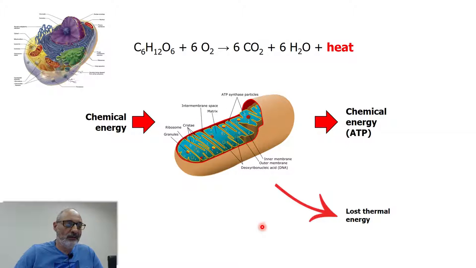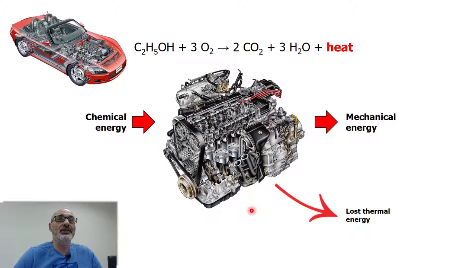Let me go quickly here. We do that in our bodies, right? We take chemical energy and transform it into available energy for moving our muscles and for respiration and so on. And we also lose thermal energy here. This is exactly what an internal combustion engine does. It's a very similar combustion reaction, actually. You take chemical energy from your fuel and transform it into mechanical energy. In the exhaust here, it's going to be transformed into kinetic energy, but you also lose thermal energy.